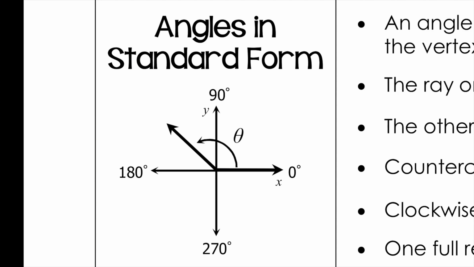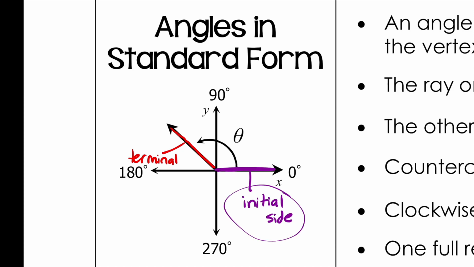Remember, there's two sides of an angle. There's one side called the initial side. That's the one that doesn't move. And then there's one that moves, the other side of the angle, called the terminal side. So if you look here at this picture, this first part of the angle in purple is the initial side of the angle we're going to look at. This doesn't move, it stays where it's at.